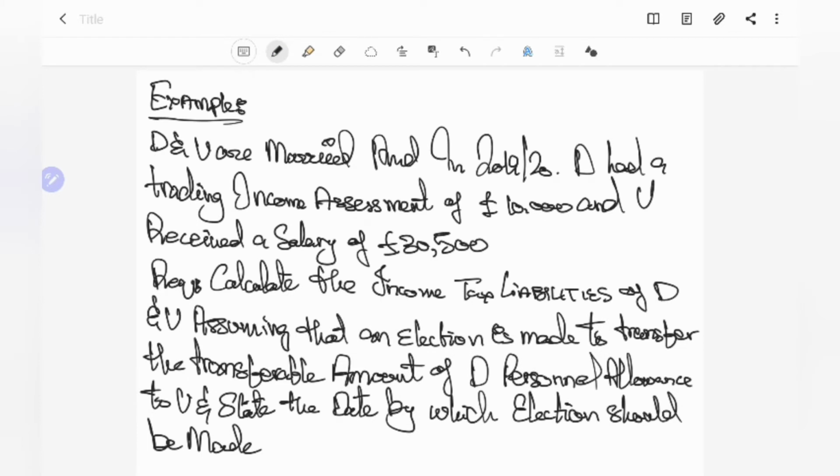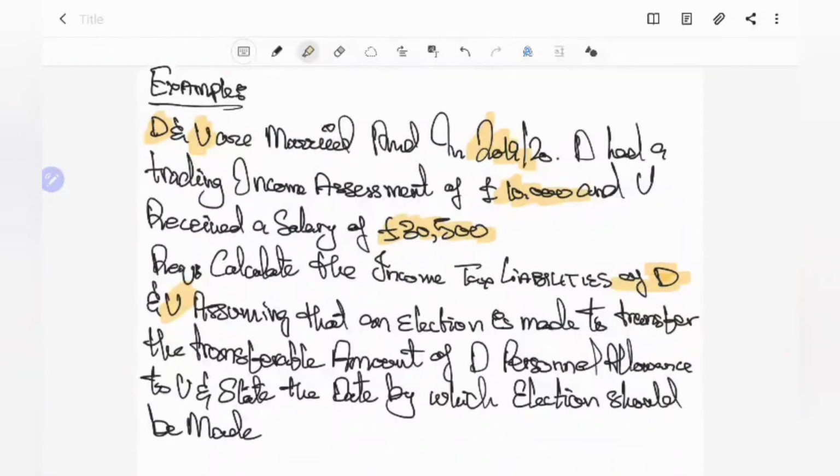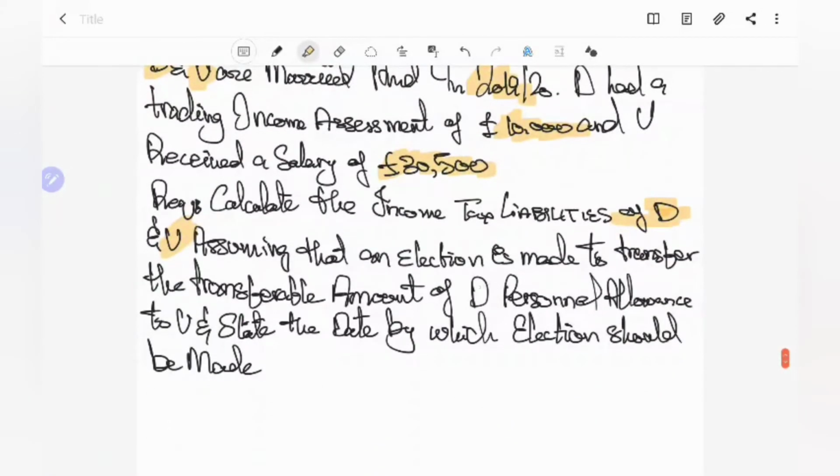All right, here is another example. D and V are married, and in 2019-20 D had a trading income assessment of 10,000 and V received a salary of 30,500. Calculate the income tax liabilities of D and V, assuming that an election is made to transfer the transferable amount of D's personal allowance to V, and state the date by which the election should be made, right? So easy question, I guess. Let's do it.